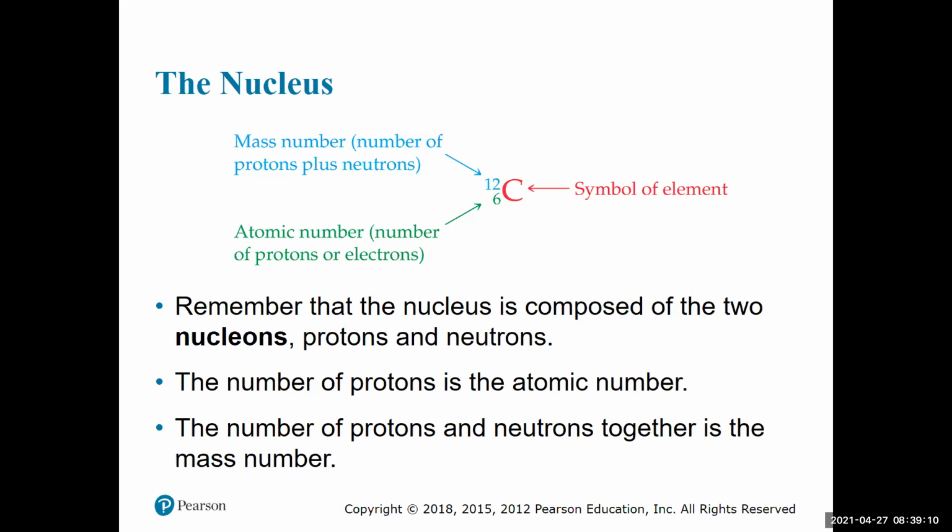The mass number, remember, is the sum of protons and neutrons. That's where the weight comes from. And then the atomic number is the number of protons. Since the atom is neutral, that's also the number of electrons. So the mass number, the one on top, is protons plus neutrons. The atomic number, the one on the bottom, is the number of protons, or you can think of it as the number of electrons because it's a neutral atom.